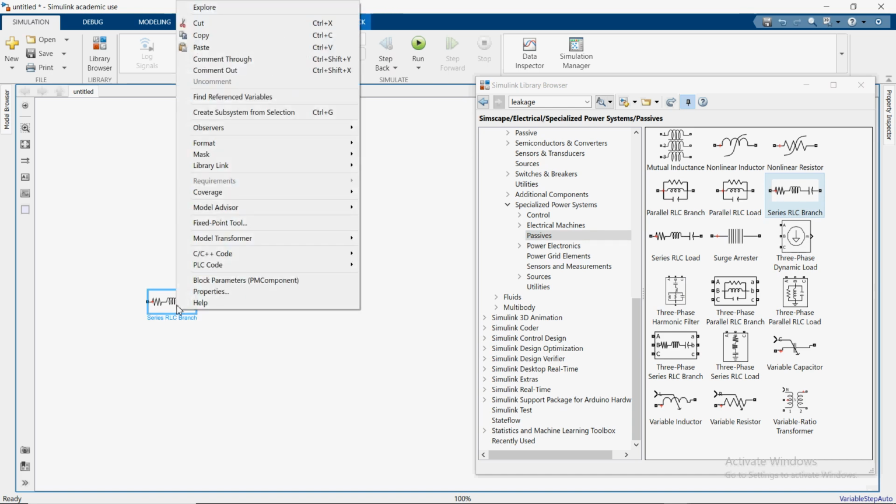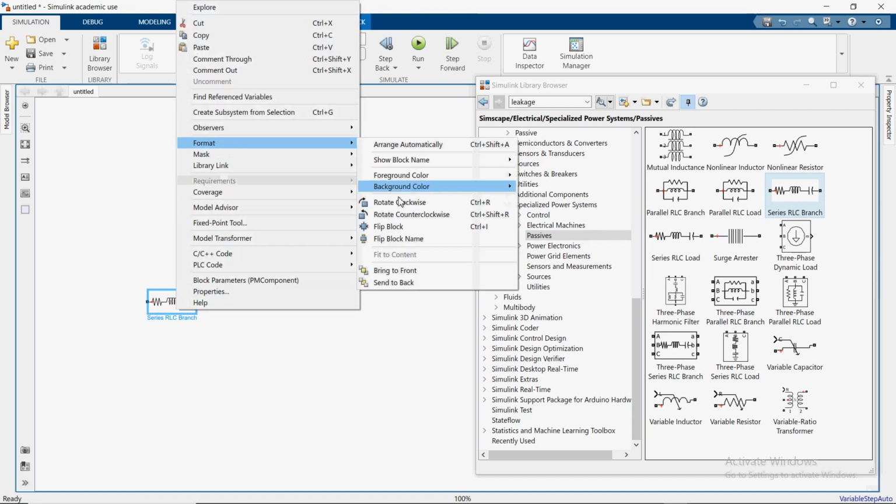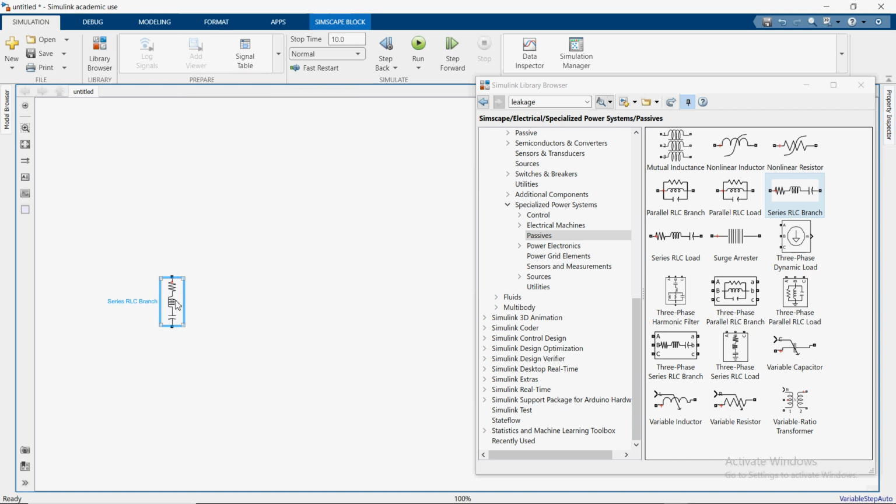Rotate by right clicking, Rotate, Format, and Rotate clockwise. Please note that here this is RLC. Out of these, any two or all three we can keep. The second thing to be noted is that we can't connect a voltmeter in between here. So by eliminating this inductance, we can have the RC network properly, because otherwise we can't measure the voltage here. So only we will keep C here.